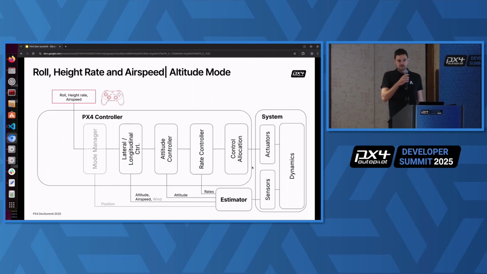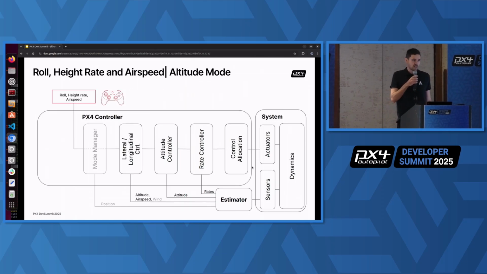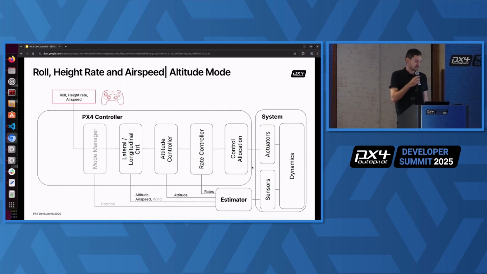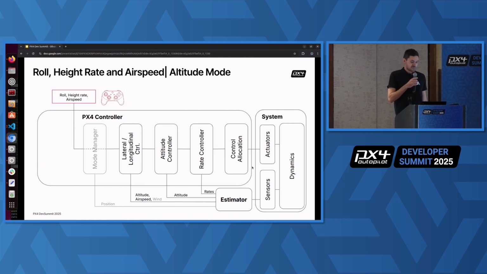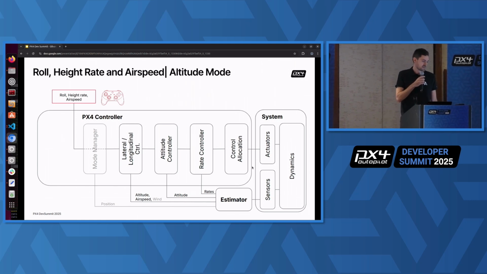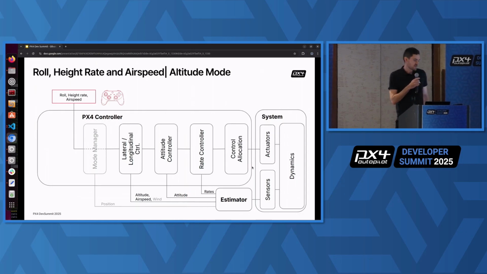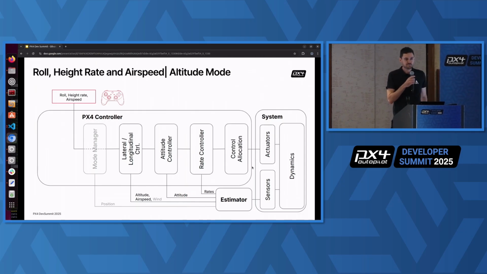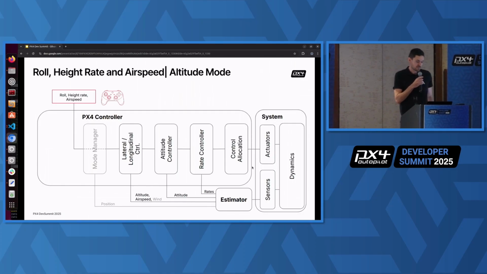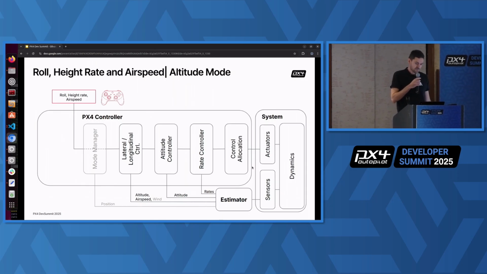So while Stabilize is already quite beginner friendly, it still has direct throttle control, so there's nothing helping you to prevent underspeeding or overspeeding of your airplane. This mode here, altitude mode, is the first mode that does that. So here the inputs are roll, height rate, and airspeed. Those are fed through the mode manager module that's grayed out here because it doesn't do anything in this mode. It's just a pass through.